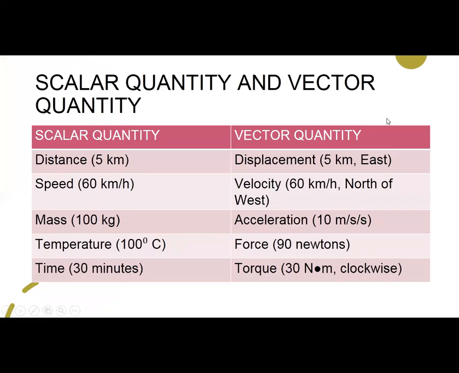So let's take a look at this table. Here are the examples of scalar quantity and vector quantity. Scalar quantity, the examples are distance, speed, mass, temperature, and time. While vector quantity, there is displacement, velocity, acceleration, force, and torque. So as we notice, the vector quantity has a direction: east, north of west, clockwise, etc.